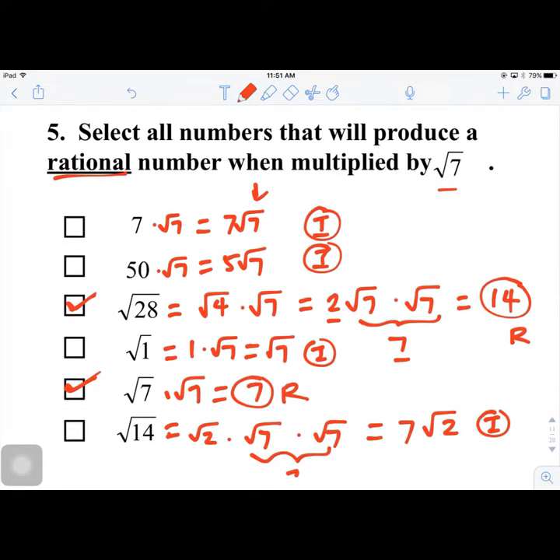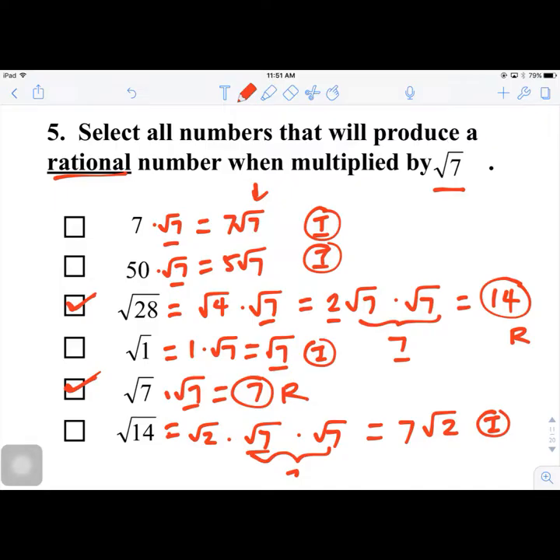Number 5, and it looks like I've already worked out the problem, so let's go over them. Select all numbers that will produce a rational number when multiplied by radical 7. So I've already gone ahead and multiplied each number by radical 7 in each problem. So let's take a look at the answers.